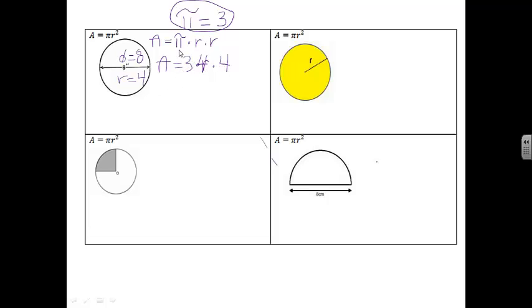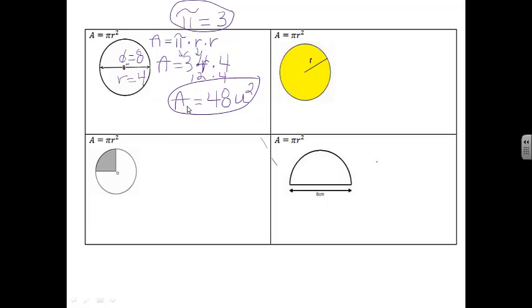My pi changed to 3 because we said we were going to estimate instead of 3.14. Radius was 4, so I put in radius twice: 3 times 4 times 4. 3 times 4 is 12, and 12 times 4 is 48. My area equals 48. There were no units on here, so 48 units squared. Very good.